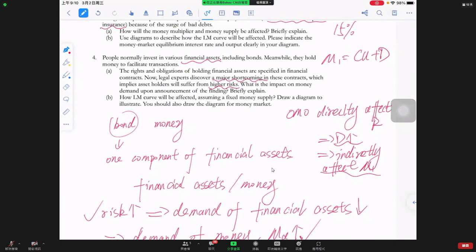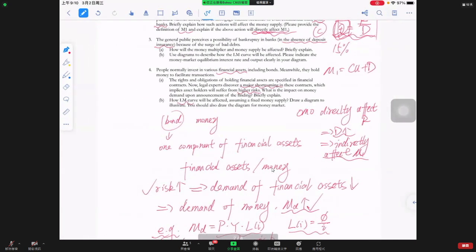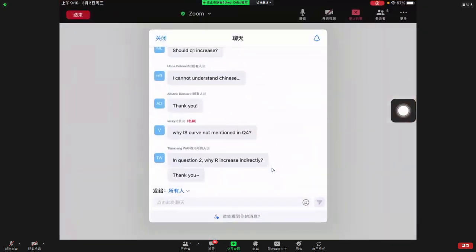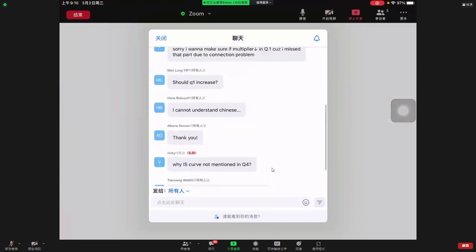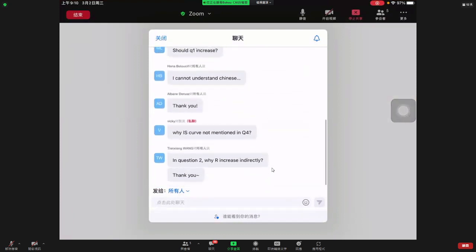Yes, because the IS curve is about the goods market, and this question is just about the financial market. Here it has nothing to do with the goods market. And the question only asks you about how the LM curve will be affected. But even if we ask about the IS curve, the IS curve is not affected. The IS curve is determined in the goods market, not in the financial market.